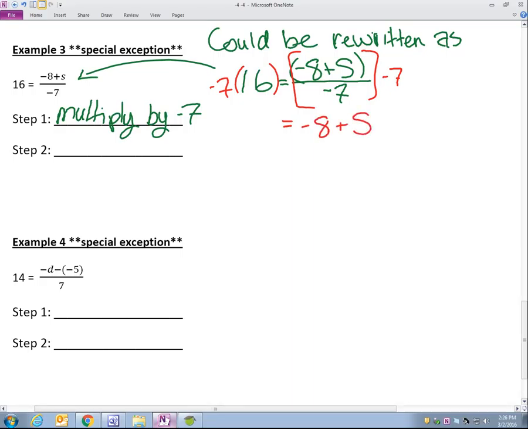So we now have -7 times 16 is going to be 70 plus 42. That's a negative. Now what's my next step? Chloe? What's my next step? No, we already did the division.